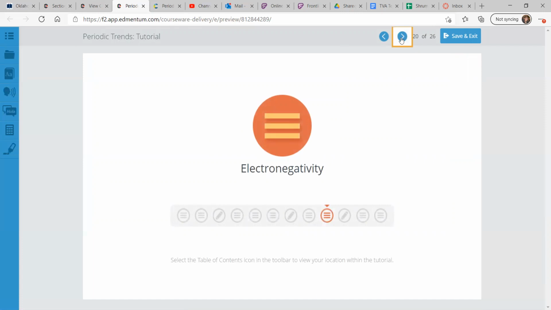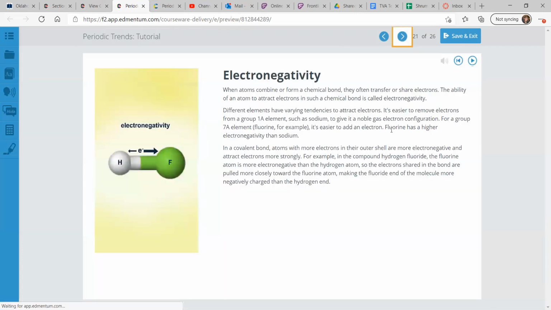And the last trend we're going to look at is electronegativity. When atoms combine to form a chemical bond, they often transfer or share electrons. The ability of an atom to attract electrons in such a chemical bond is called electronegativity. Different elements have varying tendencies to attract electrons.